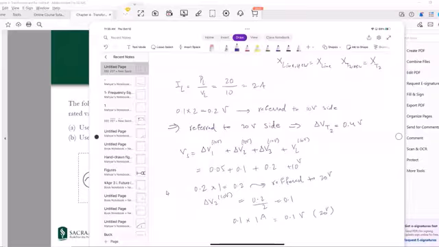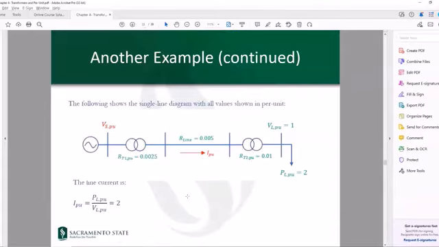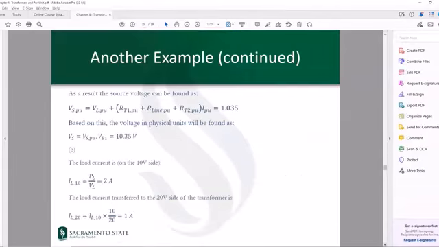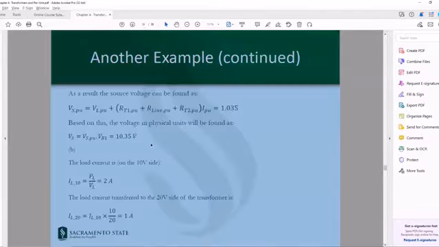So go ahead and add these together. That becomes 10.35 volts, which is the same answer that we got in here using the per unit.